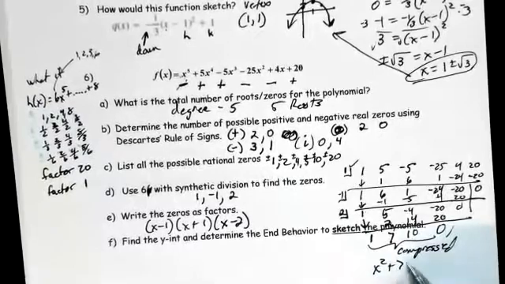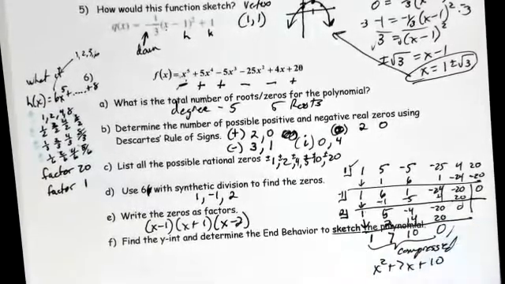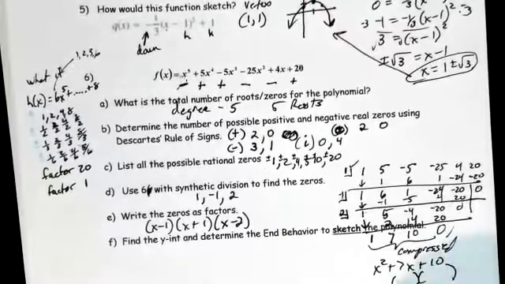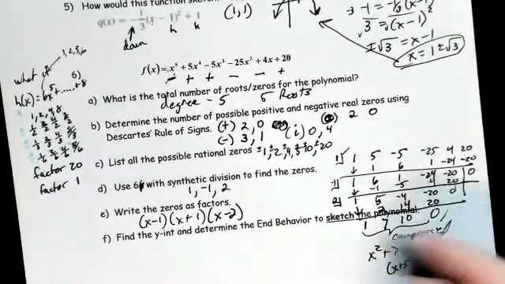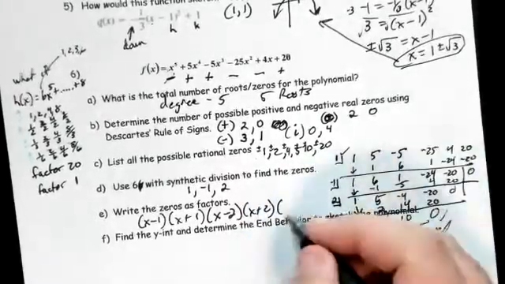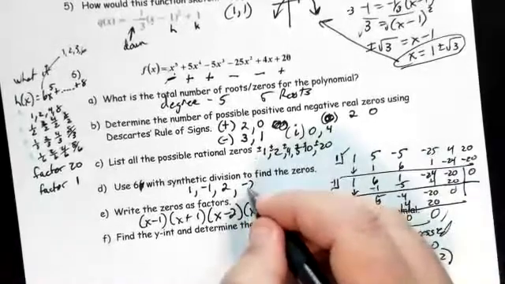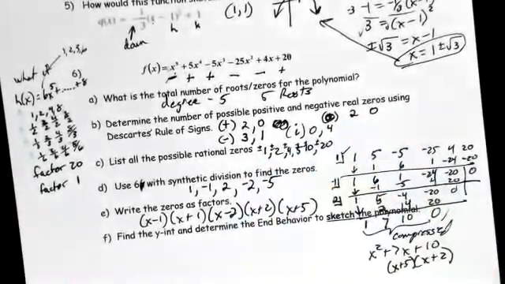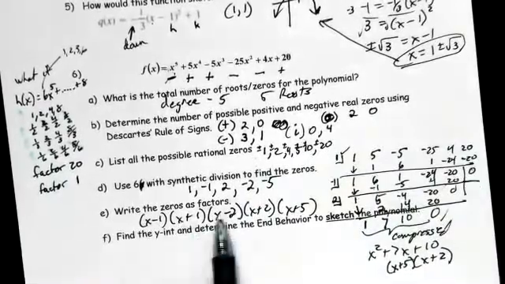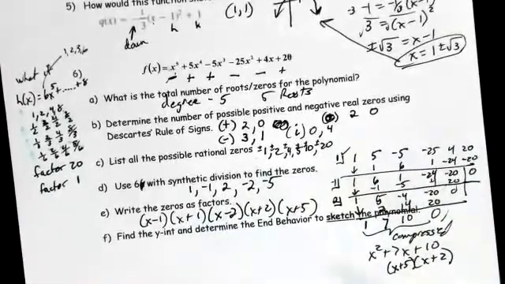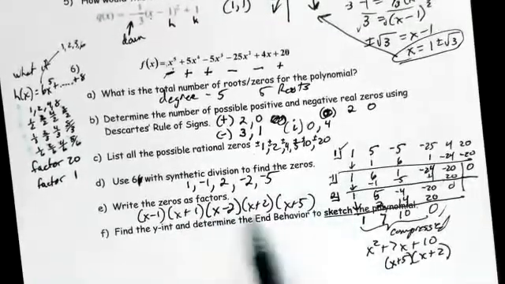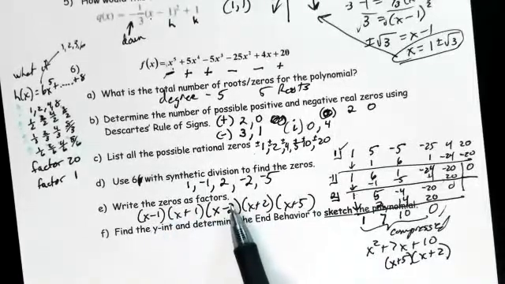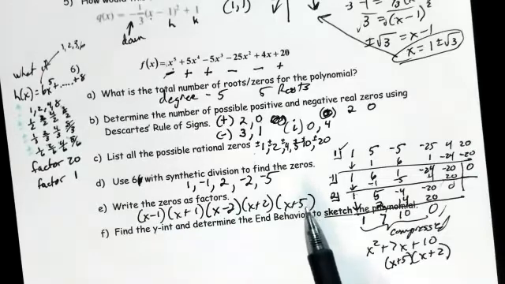x squared plus 7x plus 10. And that actually now can factor to x plus 5 times x plus 2, which gives me my other 2 factors, x plus 2 and x plus 5, and my zeros of -2 and -5. So I found all 5 factors and all 5 zeros, which are all single roots. None of them are the same. They all have sign differences, which means they're all single roots.